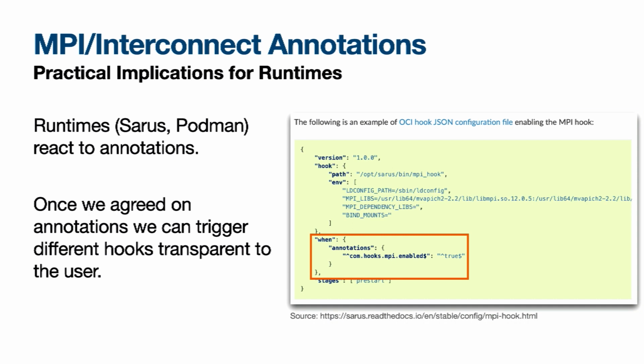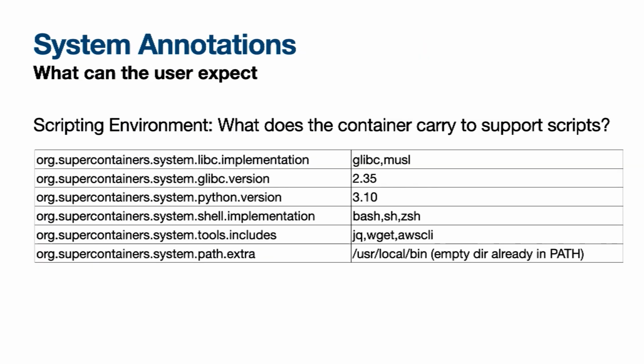So if we have an annotation for MPICH, if we have an annotation for Intel MPI, if we have an annotation for OpenMPI, we can use those annotations to trigger the underlying hooks instead of telling the user to pass some weird arguments to the run command, because the annotations will just be there in the container. If we have multiple containers for GROMACS, one with OpenMPI, one with MPICH, they will trigger different hooks. And then off we go, and it will just work for the user because it's triggered by the annotations.